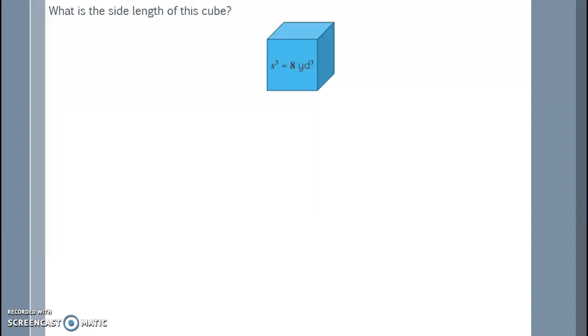Now we have a cube, and we want to know what the side length of this cube is. So we have s cubed is equal to 8. I know that 1 cubed is 1 times 1 times 1, which is 1. I know then that 2 cubed is 2 times 2 times 2, which is 8. So each side length must be 2 yards long.